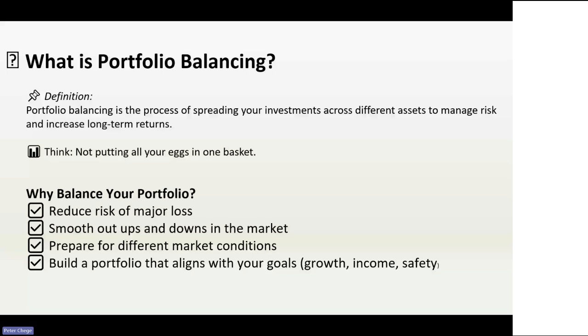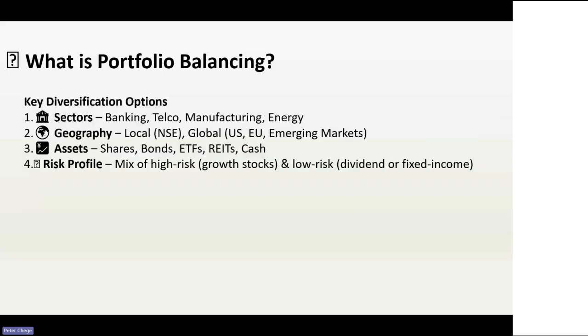Then there is income. Remember, dividend is something you are receiving. Even in your old age, you will still be receiving that dividend, and also for safety. Key diversification options: you can decide to invest sector-wise or by geography. That is, you use the NSE for local, and global, such as US, EU markets and other emerging markets.